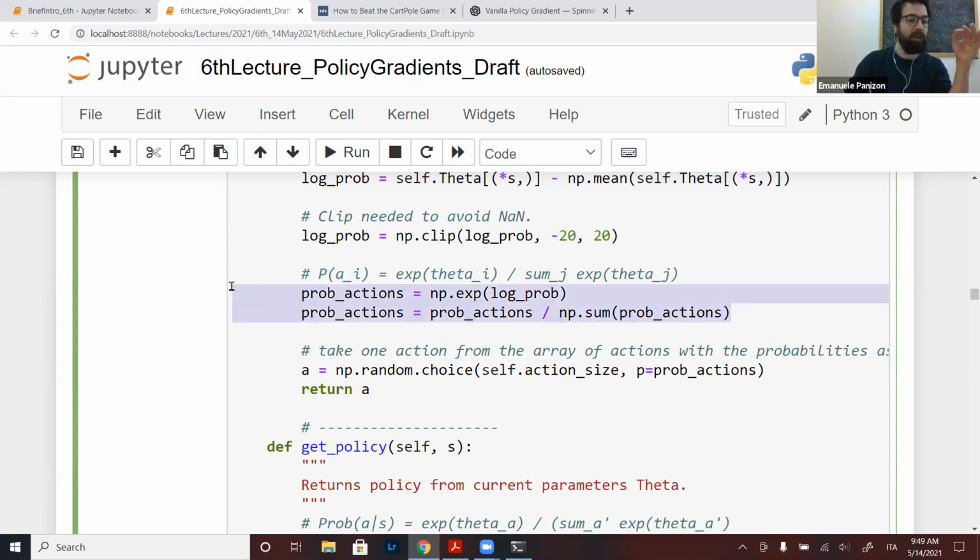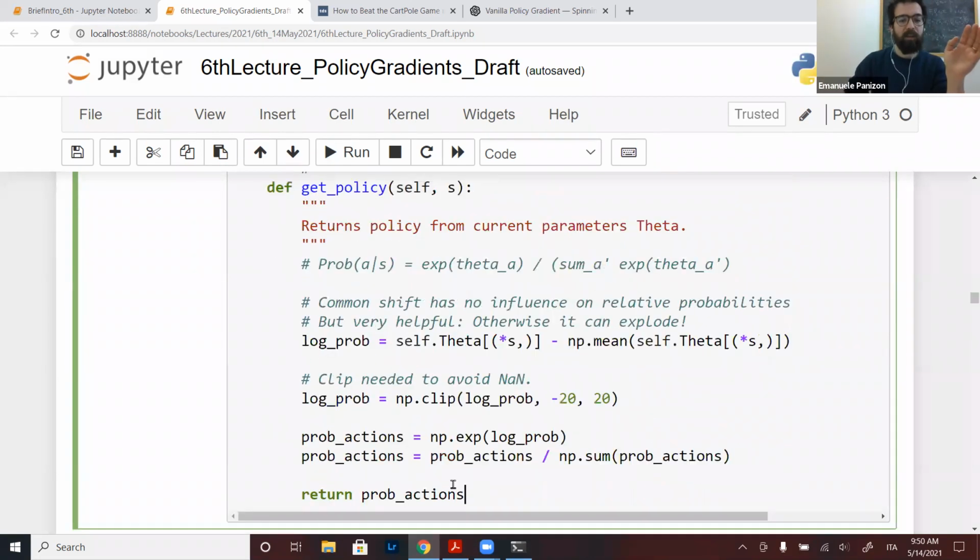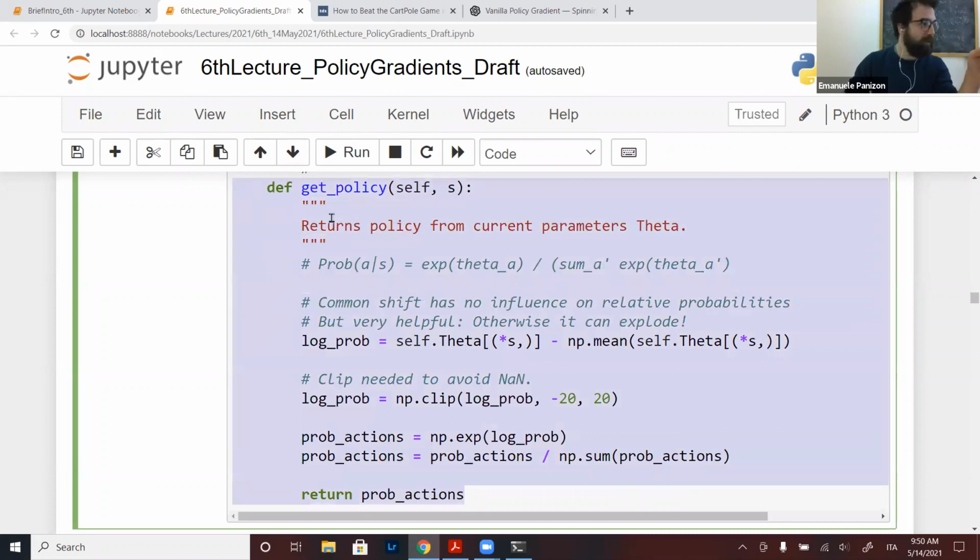Okay, this is the definition of the softmax. And then I'm taking an action randomly given these probabilities. This is a new thing which I added, but it's not even policy gradient. This is the definition of softmax. Then this is the second part, which is the same as before.